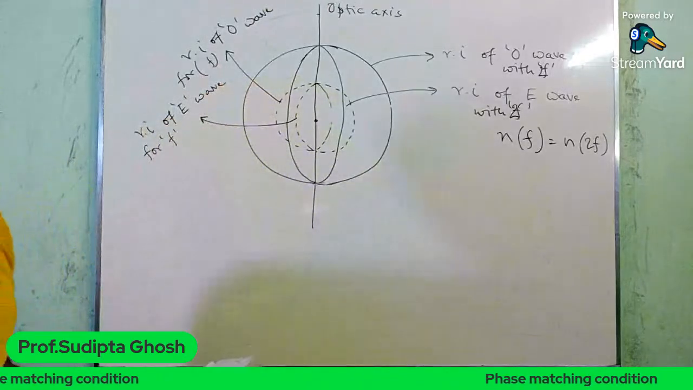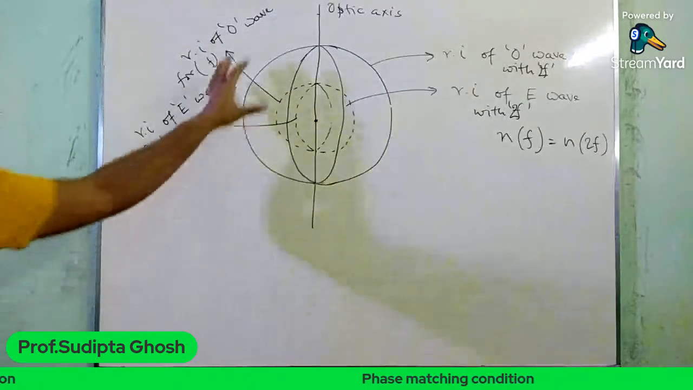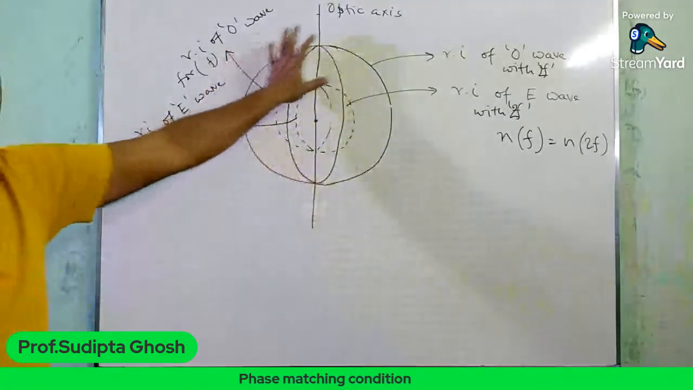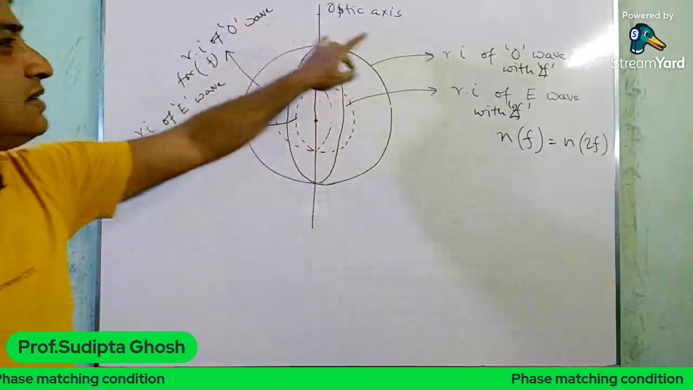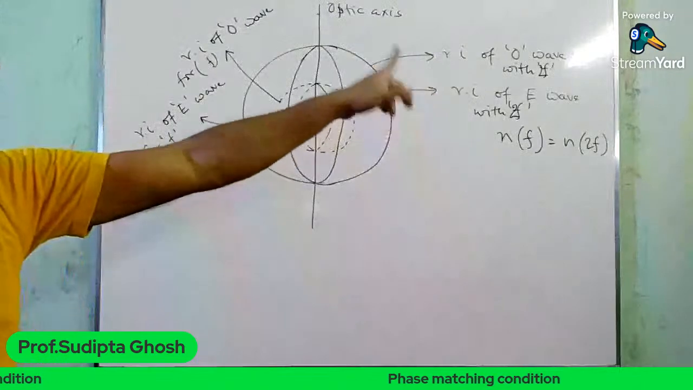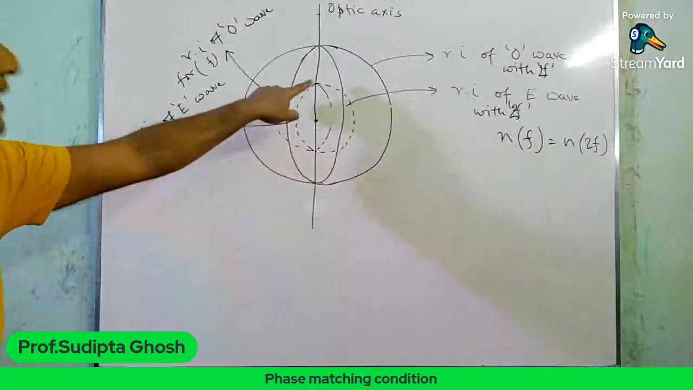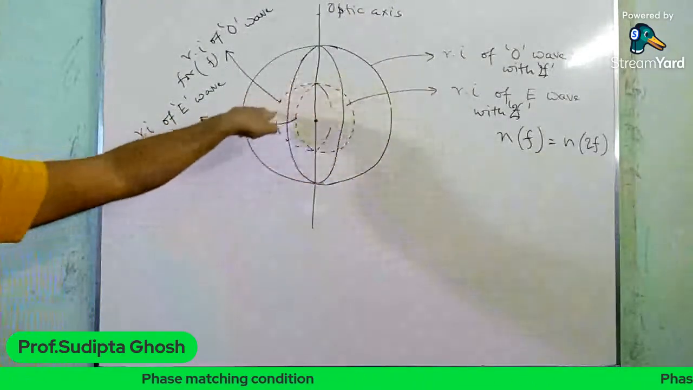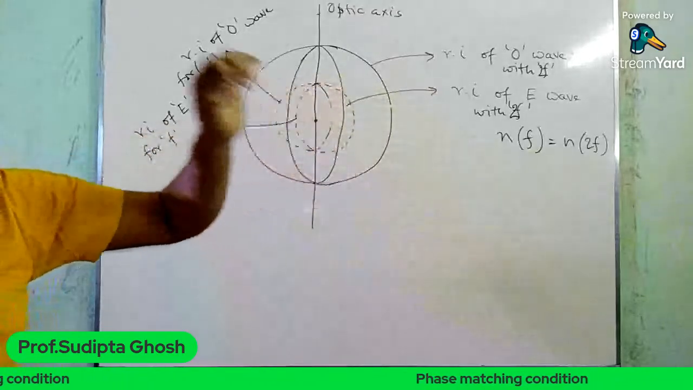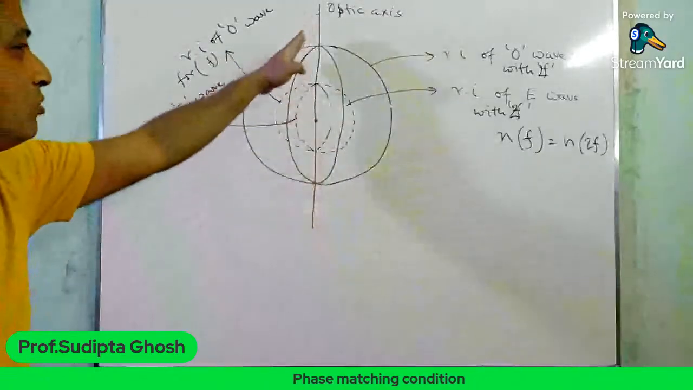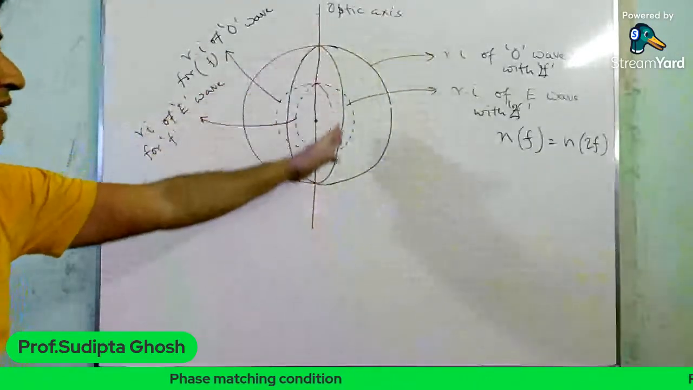So I have drawn four components inside one figure. The outside sphere is the refractive index of the ordinary wave with frequency twice f. The inside dotted sphere represents the refractive index of the ordinary wave with frequency f.